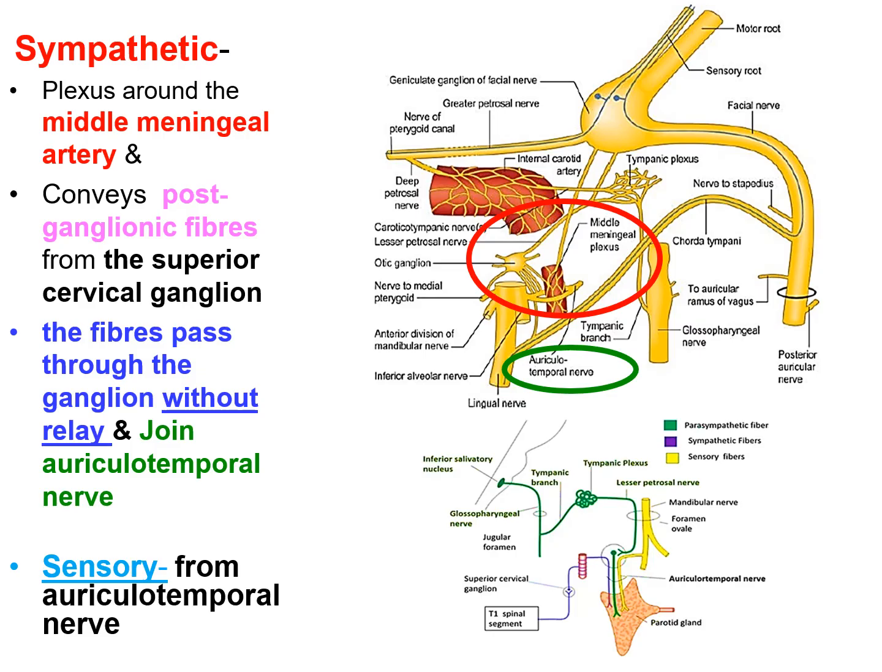Now talking about the sympathetic root to the otic ganglion, it is derived from a nerve plexus around the middle meningeal artery, and it conveys the postganglionic fibers from the superior cervical ganglion of the sympathetic trunk. The fibers pass through the ganglion without relay and join the auriculotemporal nerve, and thereby provide vasomotor fibers for the blood vessels of the parotid gland. The sensory supply is from the auriculotemporal nerve.